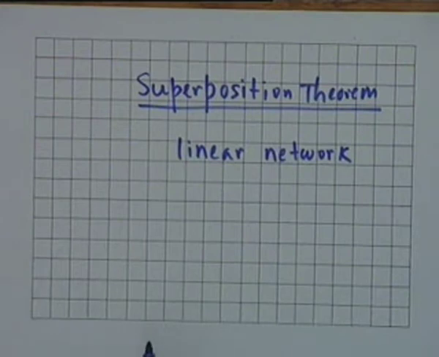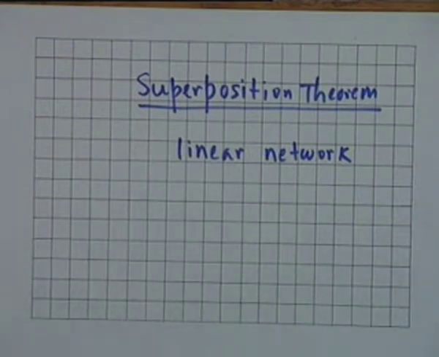Then the superposition theorem says what you do is take one source at a time, and kill all other sources. What does killing mean? Replacing a voltage source by a short circuit and a current source by an open circuit. Independent sources only are to be killed, dependent sources are not to be touched. Once again, exactly like Thevenin's theorem and Norton's theorem.